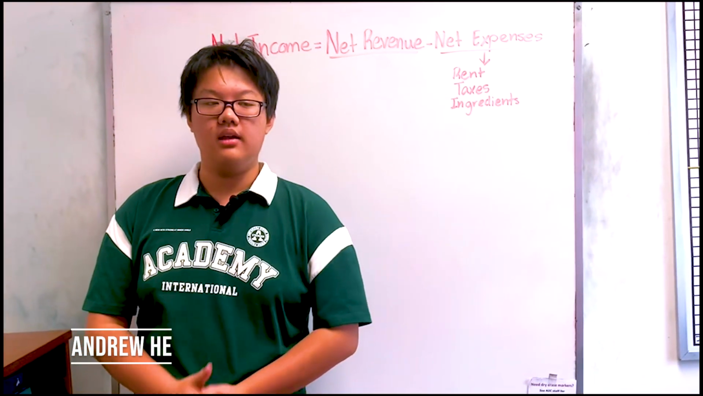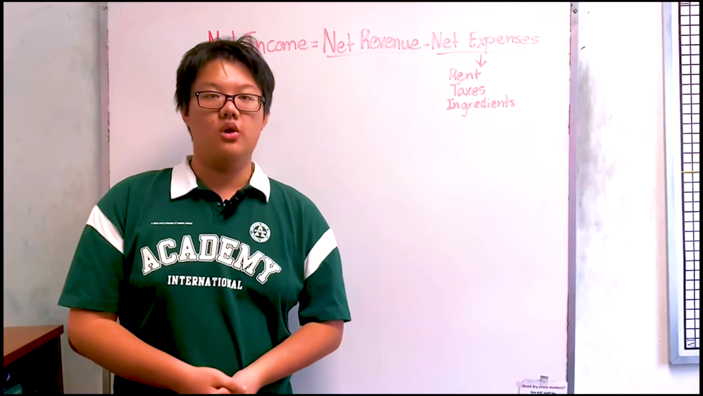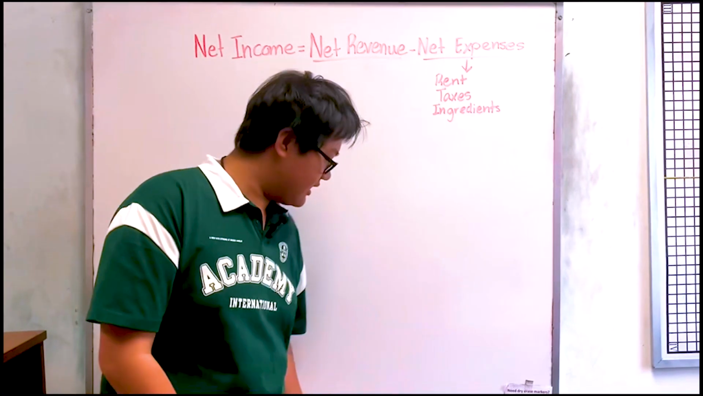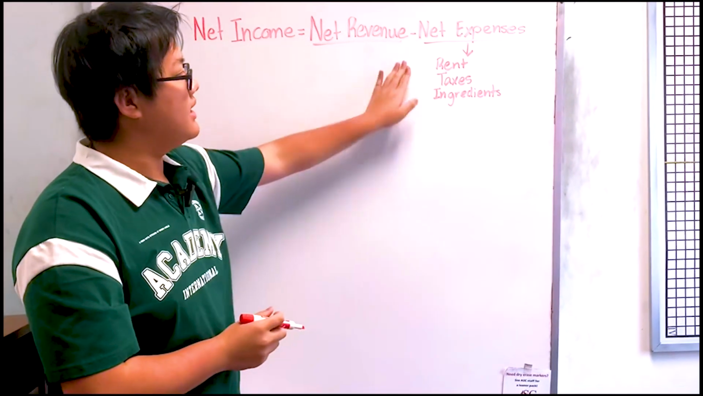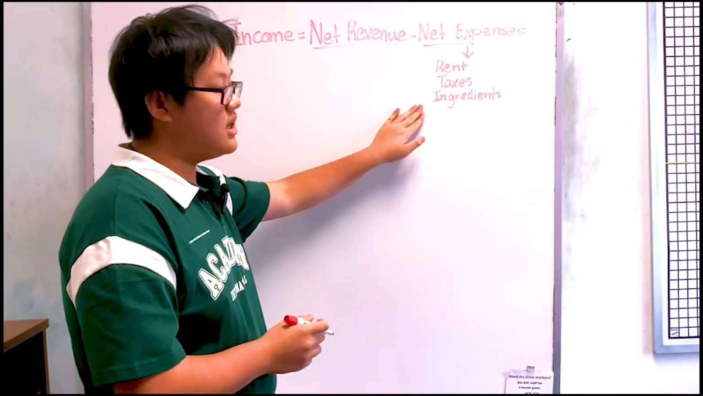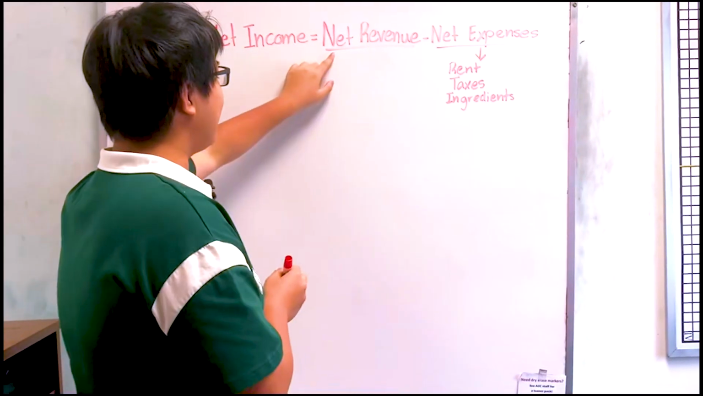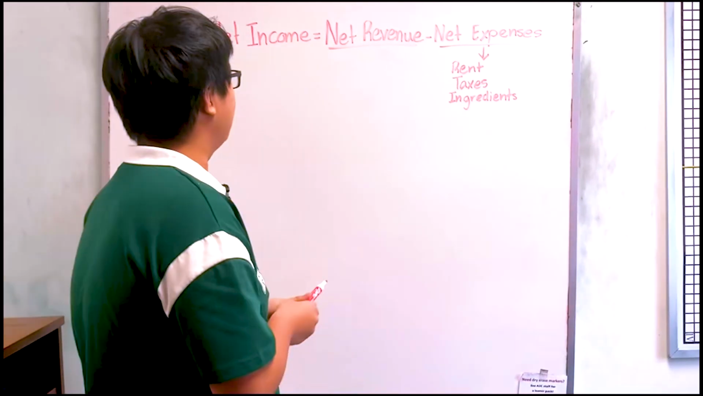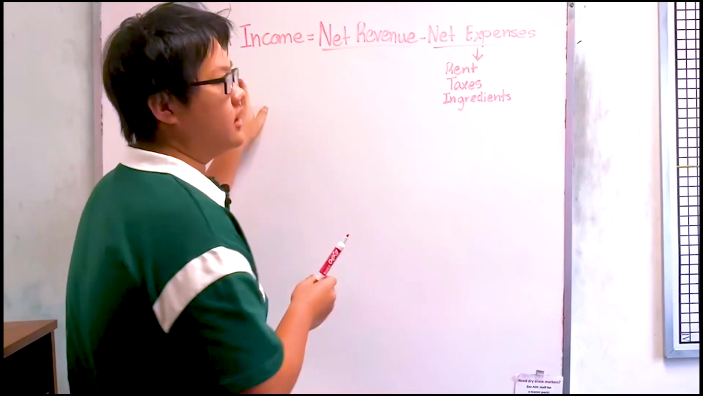I chose to do my project on net income because my mother, Cindy, owns a restaurant business, so she basically uses this formula almost every single day. The formula is net income equals net revenue minus net expenses. Net expenses is the rent, taxes, ingredients, and other stuff that we're not accounting for right now. Net revenue is the total amount of money that we gain from selling food. And if we subtract net expenses from net revenue, then we get our net income.